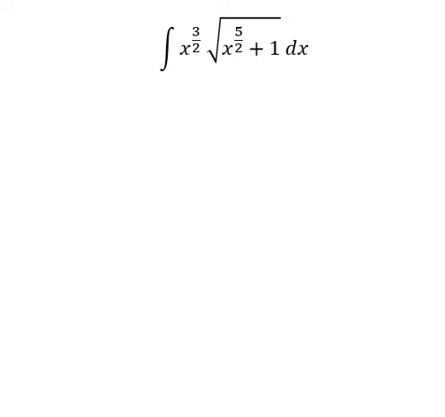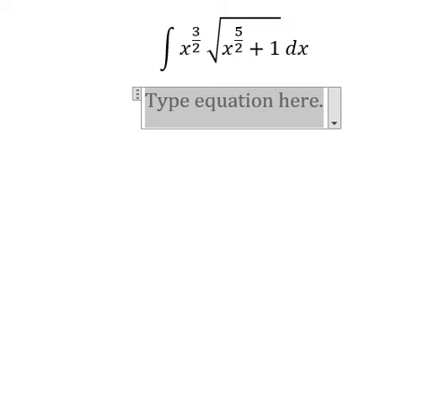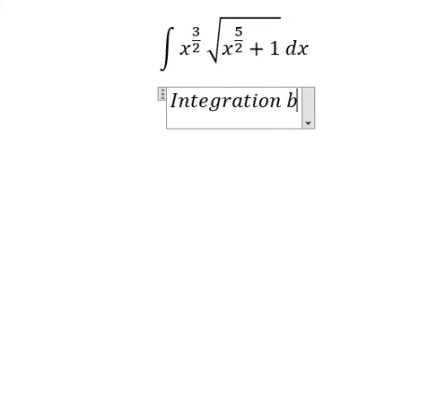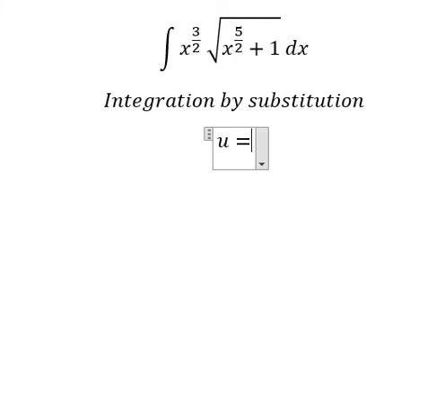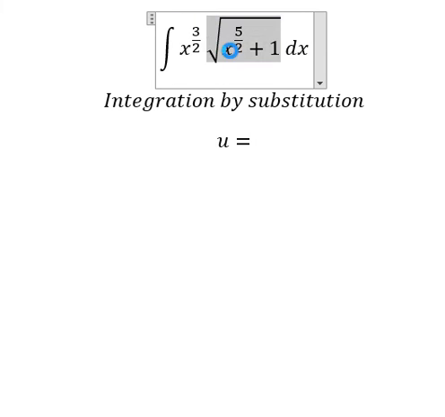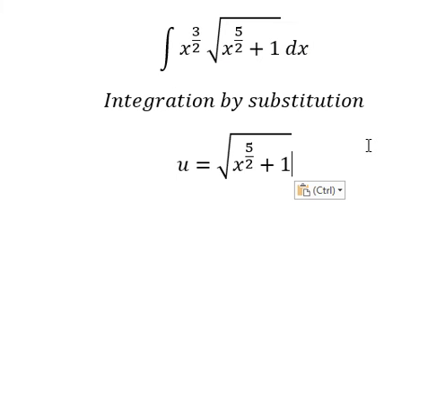The topic today is about integration. So now I will show you how to answer. We need to use integration by substitution. So I will put u equals the square root. Next, we square both sides, so we can cancel the square root.